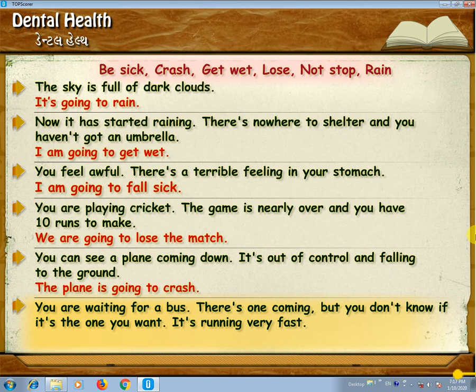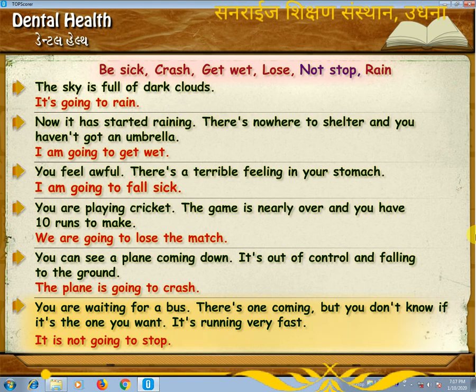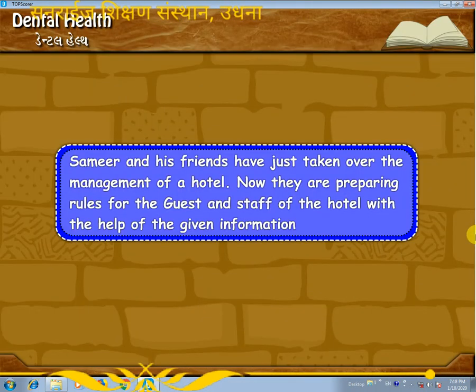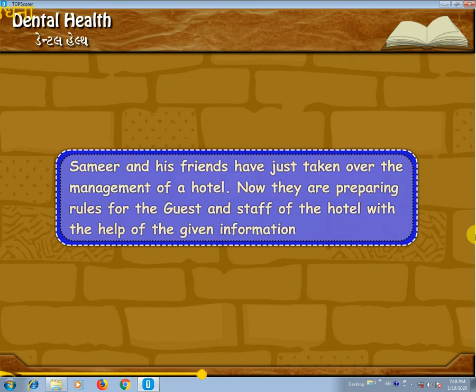Samir and his friends have just taken over the management of a hotel. Now they are preparing rules for the guests and staff of the hotel with the help of the given information using the words should, must, mustn't, have to, don't have to, can, and can't. Here are a few rules as examples for them. Let us first read them.